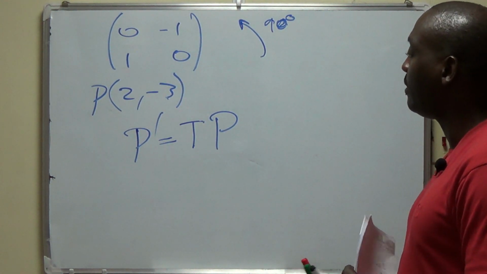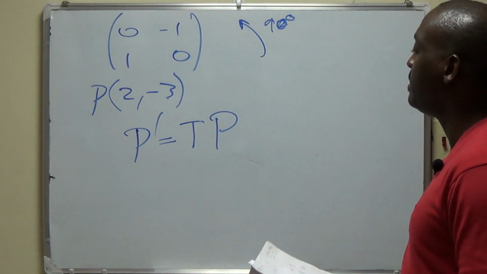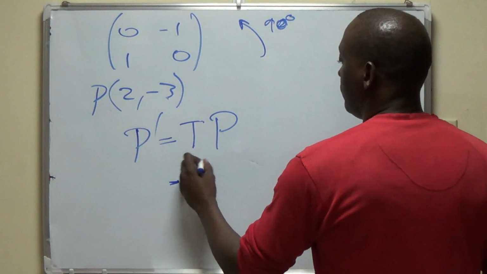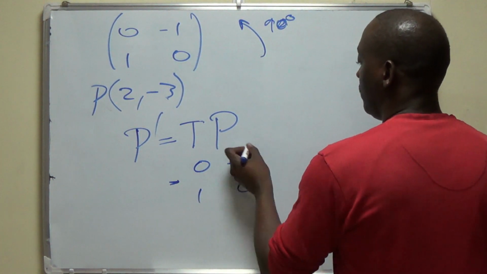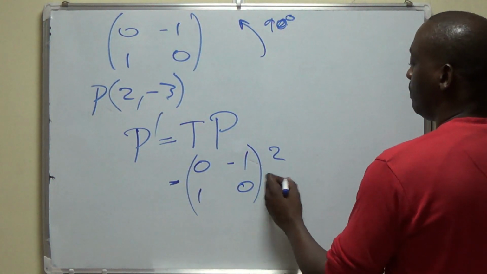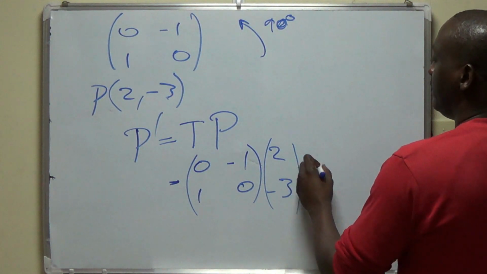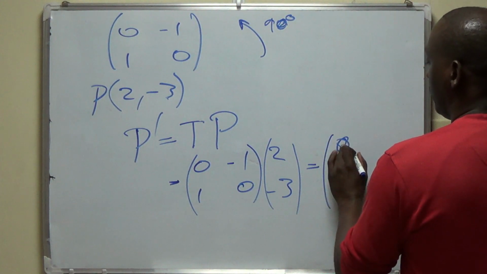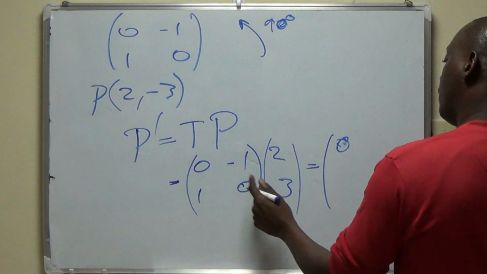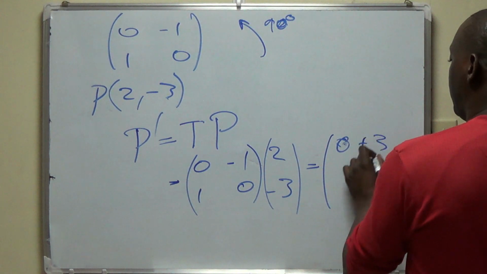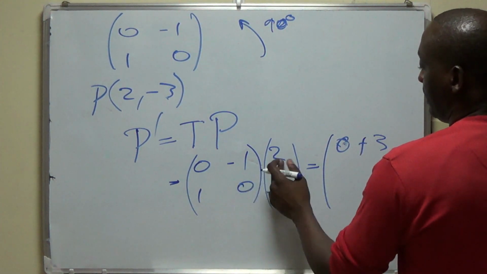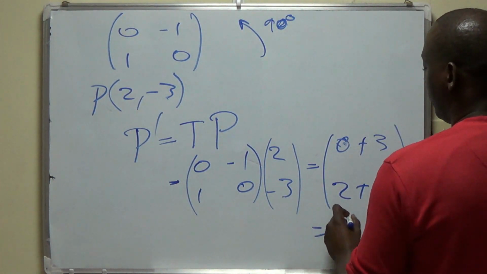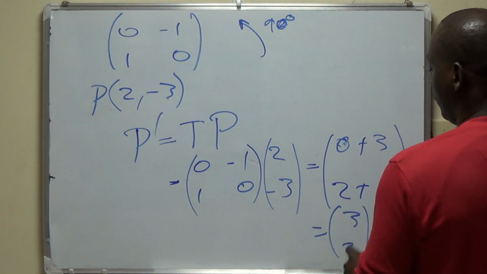So if we apply that rule here, then the image P' would simply be (0, -1; 1, 0) multiplied by (2, -3), which if we multiply, we get 0 by 2 is 0, plus -1 by -3 is plus 3, and in the bottom we have 1 by 2 is 2, plus 0 by -3 is 0, so that the final answer would be the matrix (3, 2).